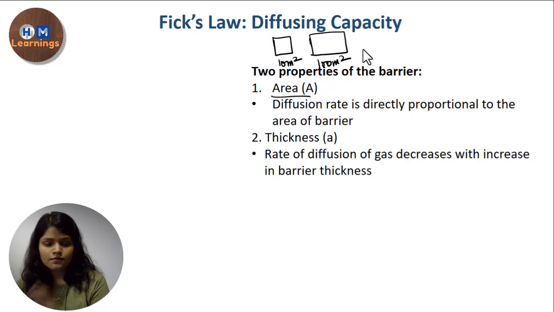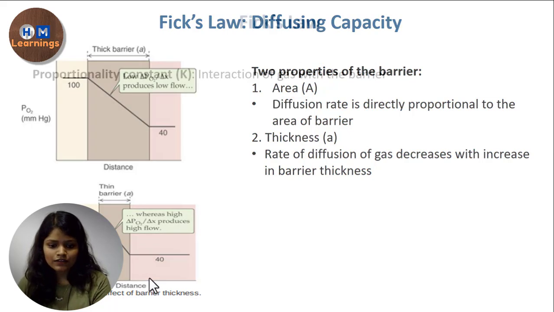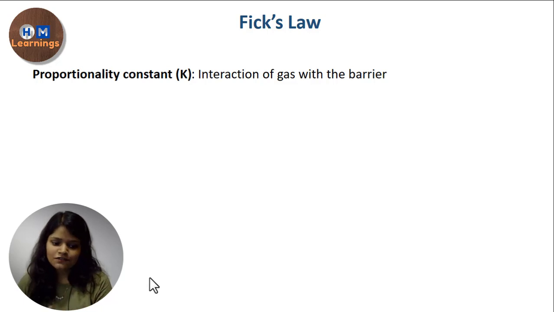Okay, thickness. The more the thickness of the barrier, the more time it will take for the gas to diffuse. As a result, the diffusion rate will be less. So this is what is shown here. If the barrier is thick, it will take more time to diffuse. If the barrier is less thick, it will take less time to diffuse. So diffusion rate will be higher. So this is how you define the properties of the barrier.